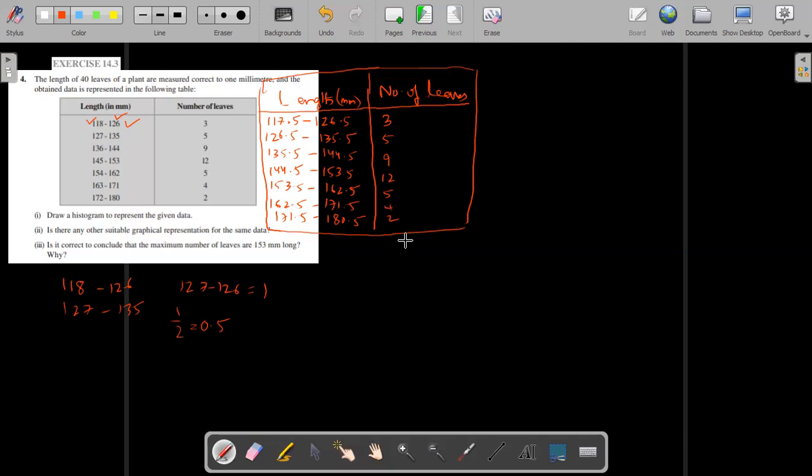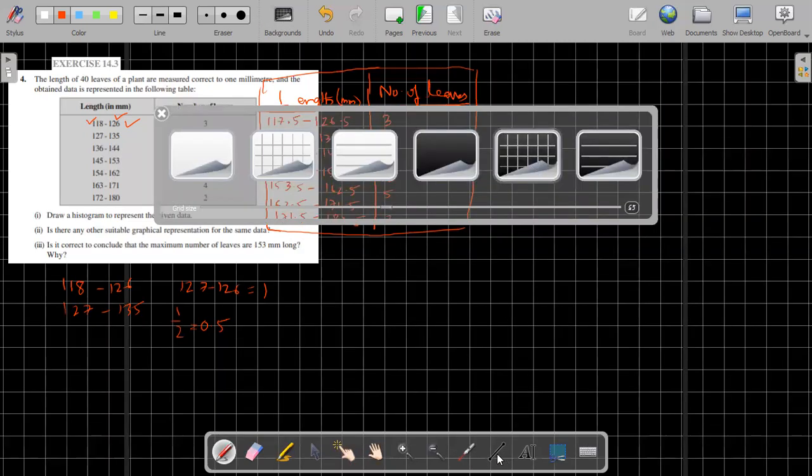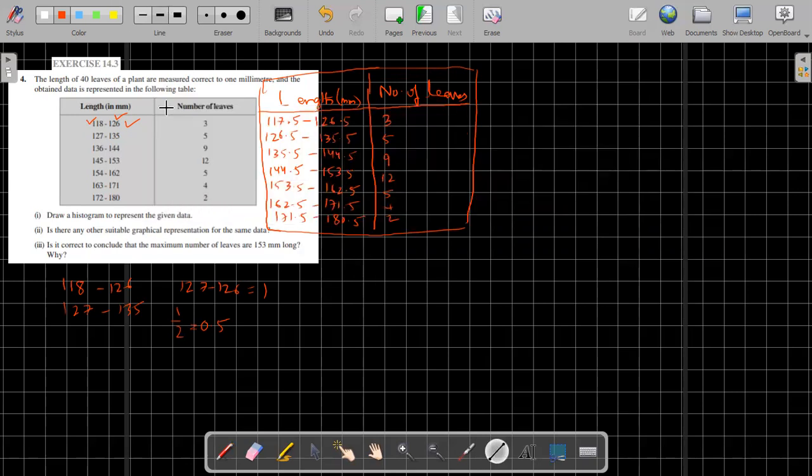Now we have to draw the histogram. In order to draw the histogram, we will take the same x-axis, y-axis. So this is our x-axis, where we have to draw the histogram, and this I'm taking as the y-axis. Because we have to start from 117, we have to make the kink here.